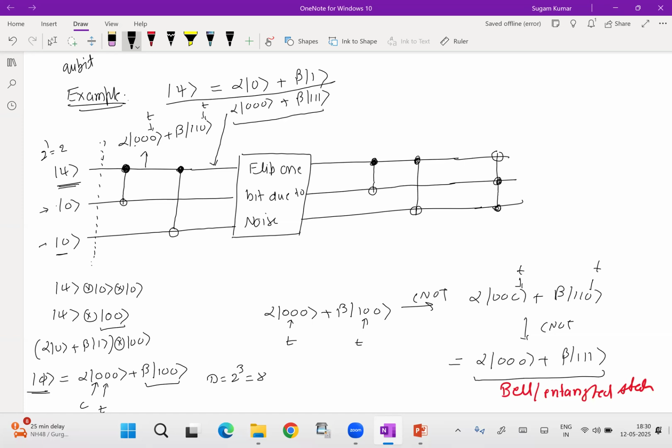Now, coming back here now. So let me remove this.